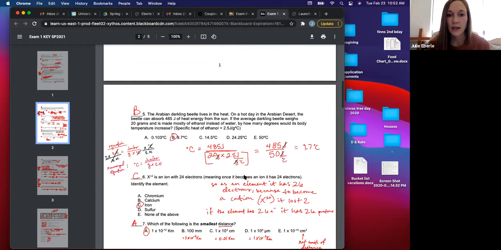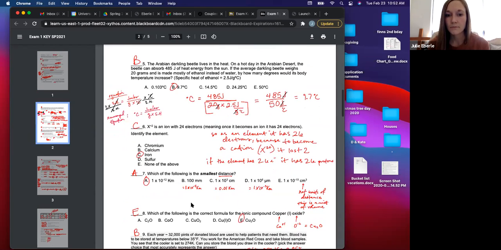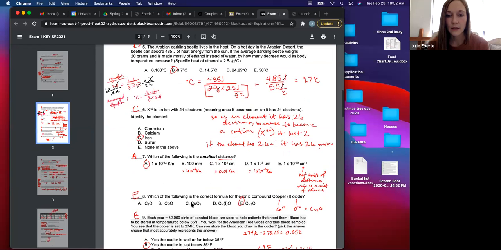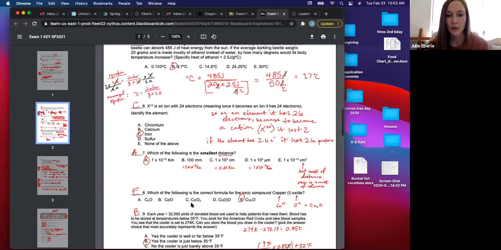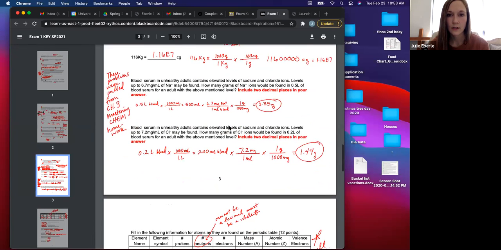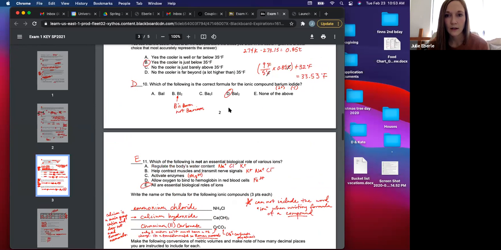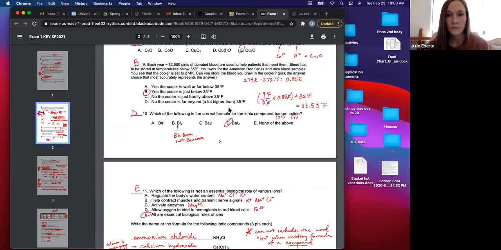Scroll on down, you can see I worked out the specific heat problem. I think I also worked out the temperature conversion problem down here, the one with the blood and the cooler. Okay, it's not scrolling up for me. There it goes. Sorry, my screen froze a little bit. I need to go back. Okay, there's the temperature conversion problem. So I worked that one out.